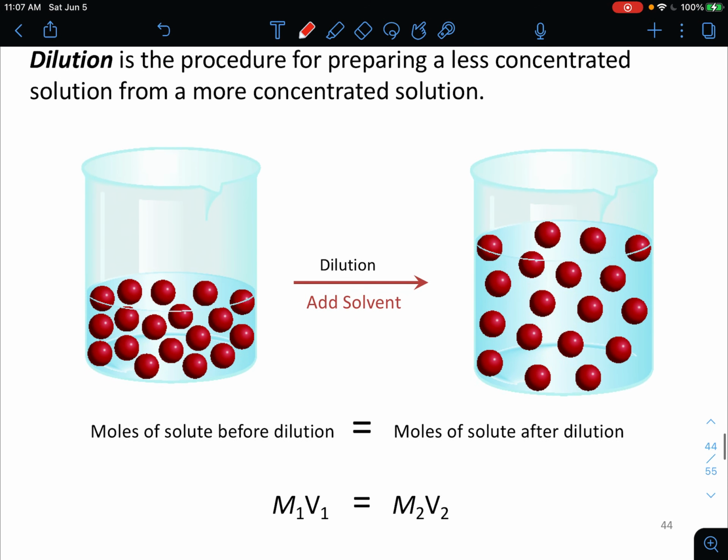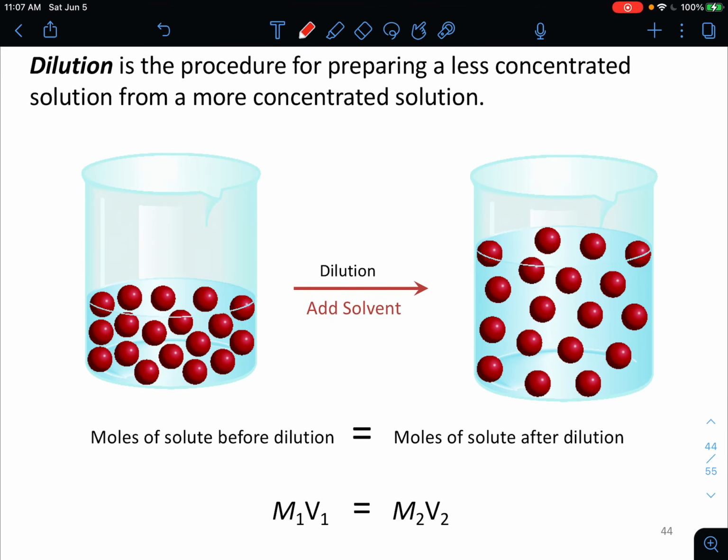So here's the key idea in terms of what we're thinking about. I'm going to take some amount of solute from my stock bottle, the highly concentrated one, to my new container. And then I'm just going to add water to it. So whatever number of moles I initially transfer to the new container, that's going to be a constant throughout. All that's going to change is the total volume. So with that idea in mind, we'd say moles before dilution equal moles of solute after dilution.